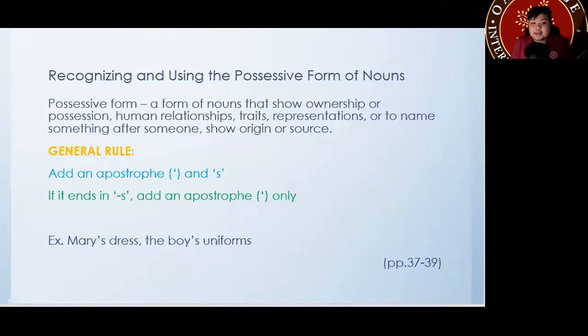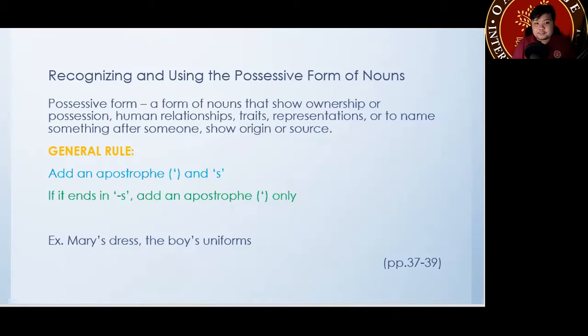I have examples there. Mary's dress. Mary is the one that owns a dress. Okay, Mary owns a dress. So to show the ownership of Mary owning a dress, you have Mary's dress. Mary ends with Y, not with S, so that's an apostrophe S. Likewise, the next one, the boys' uniform. Boys ends in S, so that's an apostrophe only.